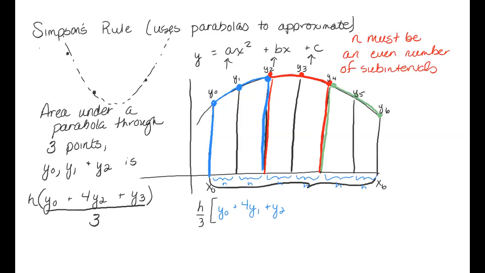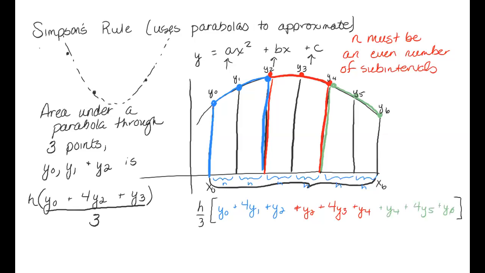Then for the red one, it's going to be y sub 2 plus 4 times y sub 3 plus y sub 4. And finally, for the green one, it's going to be y sub 4 plus 4 times y sub 5 plus y sub 6. My 6 doesn't look like a 6, so a little bit longer. That's okay.